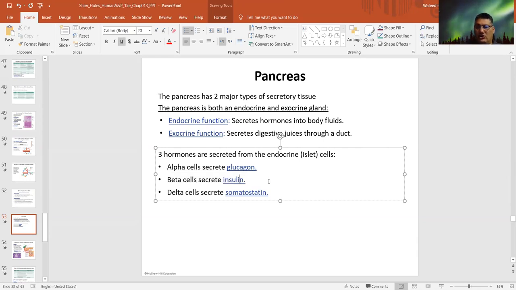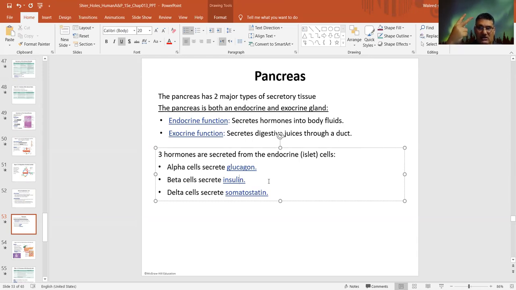Insulin, obviously, we all know some people take insulin shots. Diabetic people, diabetes mellitus, they take insulin to decrease glucose level. So what's the function of insulin? Decrease glucose level. What's the function of glucagon? Increase.